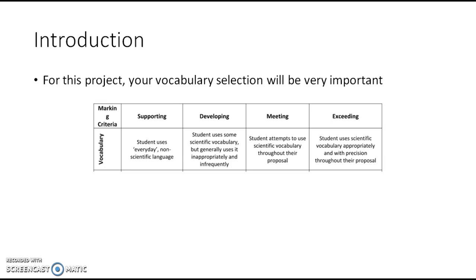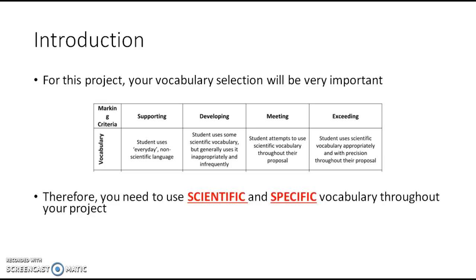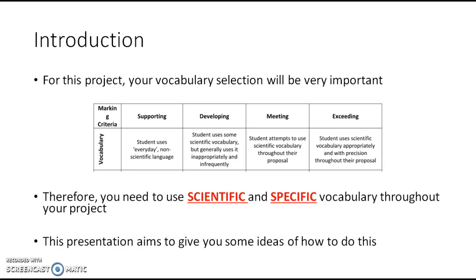Where if we look at the exceeding end, is that you're using scientific vocabulary appropriately and with precision throughout your proposal. So we're really looking at a scale from how informal and everyday are you to are you writing in a more academic or sophisticated way using more scientific words. And this presentation is hopefully going to give you some ideas about how to do this.